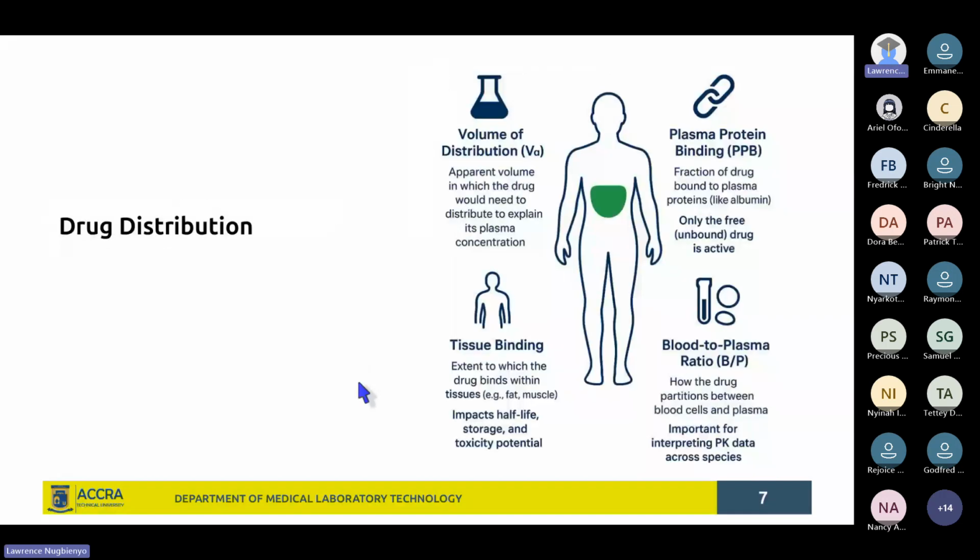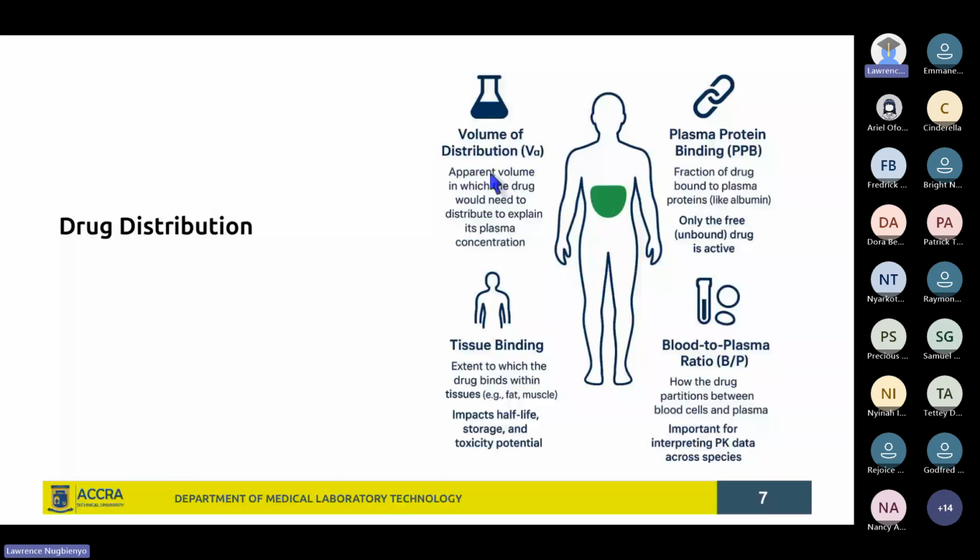Now, distribution. We usually refer to volume of distribution, which is a theoretical volume of a solvent in which, if you dissolve a substance, the concentration of the substance in that solvent will be equal to the concentration of that same amount of substance when it is taken and distributed in the bloodstream.